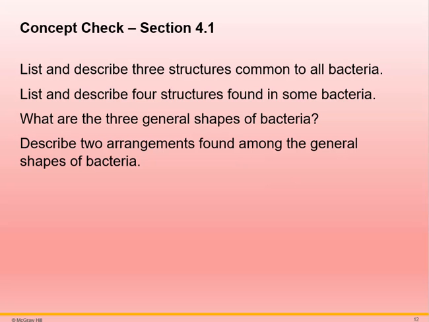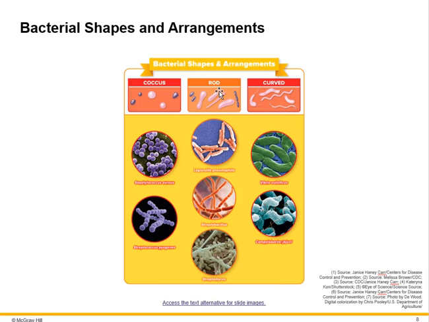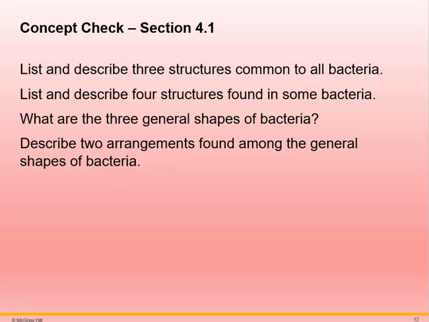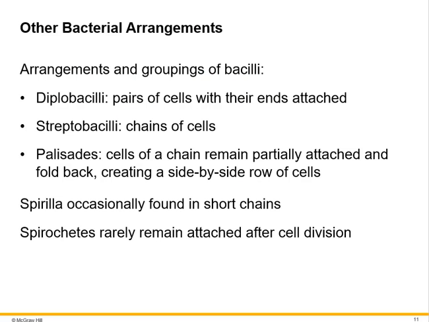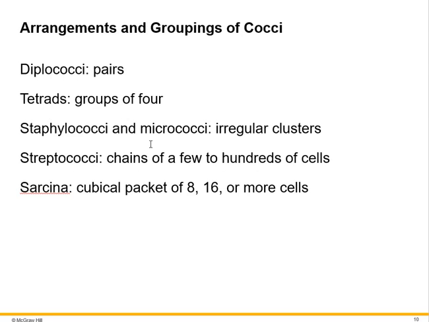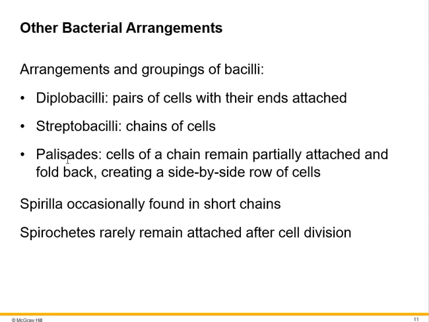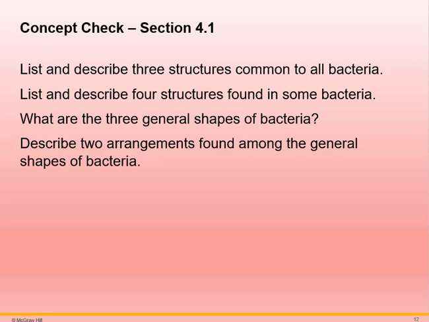3 general shapes of bacteria. So if you go back here, you can see coccus, rod, and curved or vibrio. And then 3 unusual shapes, or sorry, 2 arrangements found. And the arrangements would be like diplo is 2, tetrads 4, clusters or staph, chains or strep, sarcina are in 8s. And if you have the streptobacilli, they're end to end, and palisades are side by side. So that is a little bit from section 1.